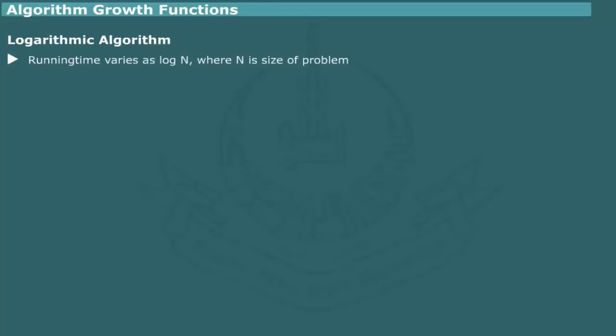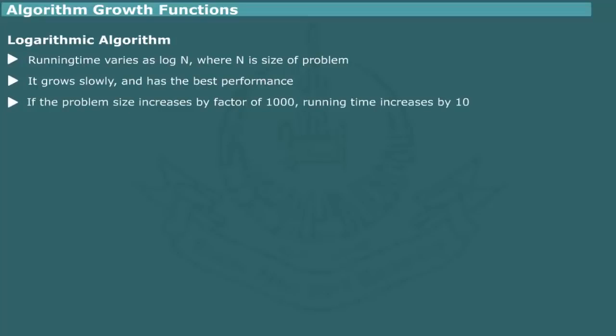The runtime of a logarithmic algorithm varies as log n, where n is the size of the problem. Conventionally, log has base 2. A logarithmic algorithm grows slowly and has the best performance. For example, if the problem size increases by a factor of 1000, the runtime increases roughly by 10. Binary search algorithm has logarithmic behavior.